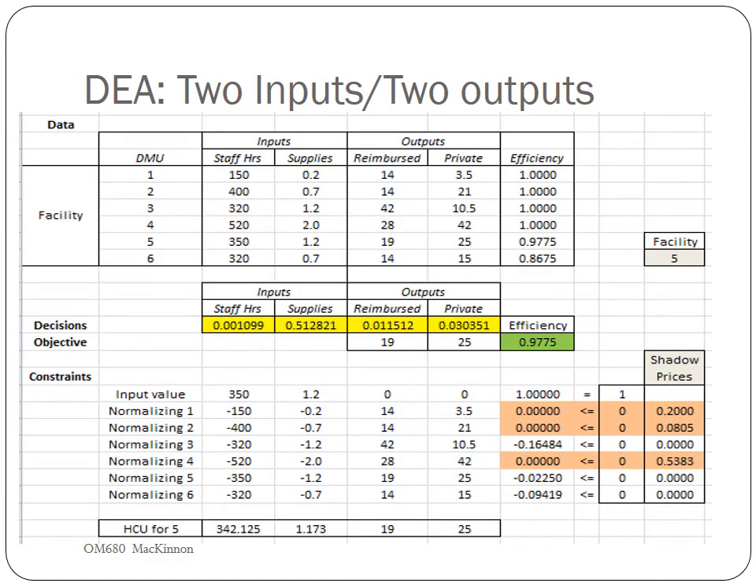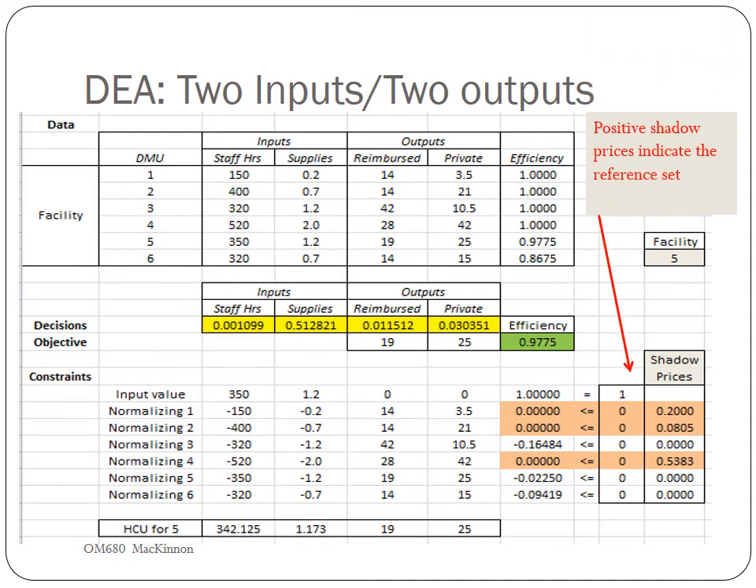So here's our spreadsheet model for the 2 input, 2 output problem. And as you can see, it is the analysis of facility 5. We come up with an efficiency of 98%, which means it is inefficient. The fact that we have a hard constraint on DMUs 1, 2, and 4 indicates our reference sets, but we actually need the shadow prices.